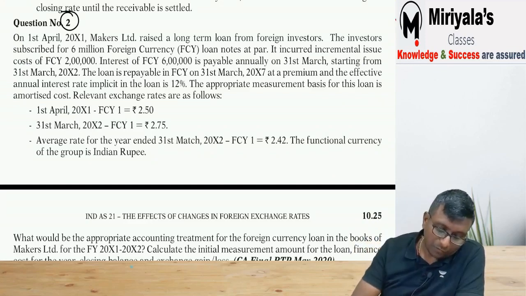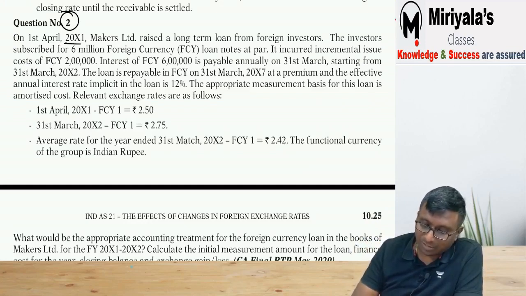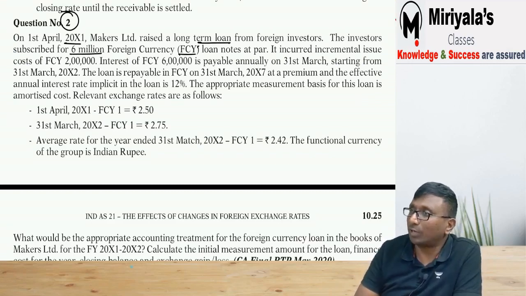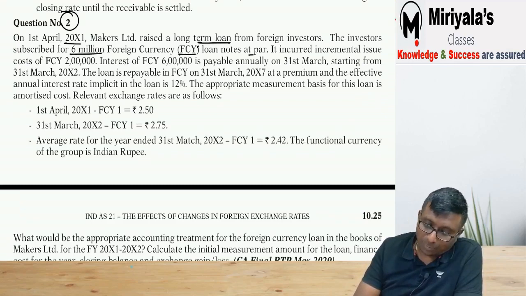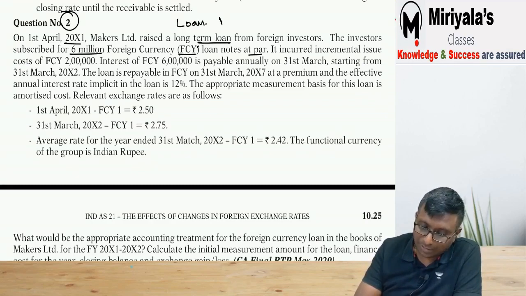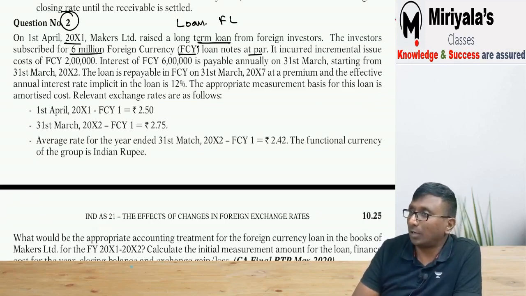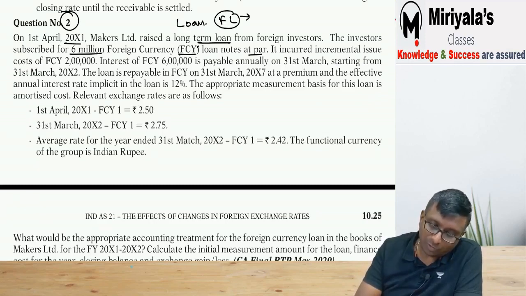Then on 1st April 2021, Maker Limited raised a long-term foreign investor loan. The money came in. The investor subscribed to 6 million foreign currency FCY loan note at par. We took a loan. There is a financial liability. Agree? A financial liability is supposed to be only amortized cost method. Yes or no? Perfect. This is Ind AS 21 and Ind AS 109.